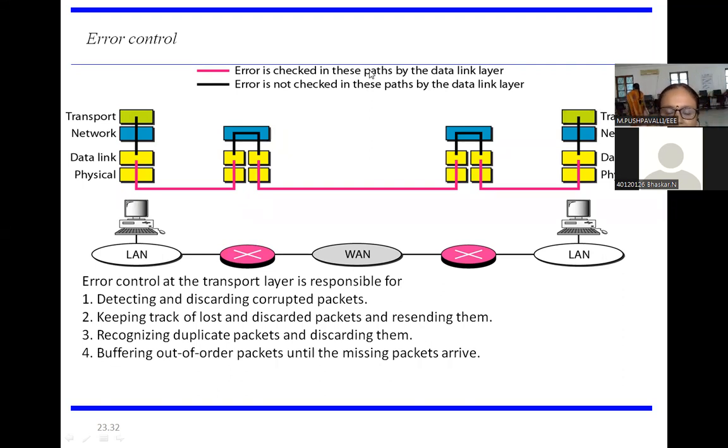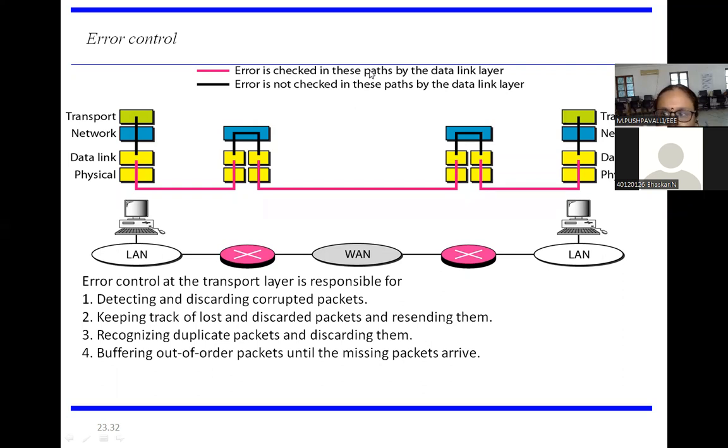What is the transport layer responsible for now? Detecting and discarding corrupted packets. So the transport layer is responsible for checking whether my packets are corrupted. What is the meaning of corrupted now? We were saying the size. This is my window size, so it will always check whether that particular size of bytes has arrived or not. If it has not, it will automatically discard those packets.